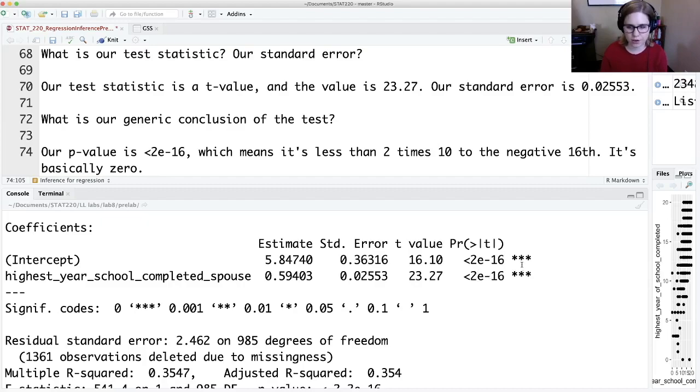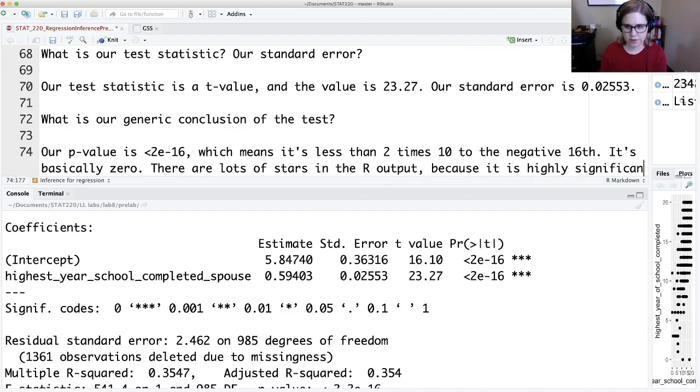And R is also nice. It gives you these stars, which give you some indication of how significant something is. So if you have 3 stars, that basically means it's around 0. 2 stars, it's significant at the 0.001 level. 1 star, it's significant at the 0.01 level. A little period, that means it's significant at the 0.05 level, which is what we often use as our alpha cutoff. And then we've got a few more things if it's not very significant. So the p-value is basically 0. There are lots of stars in the R output because it is highly significant.